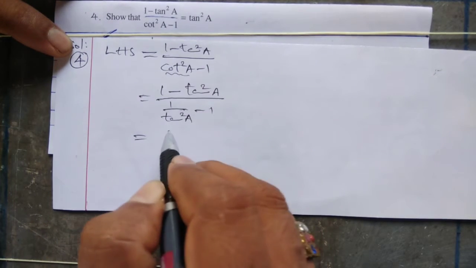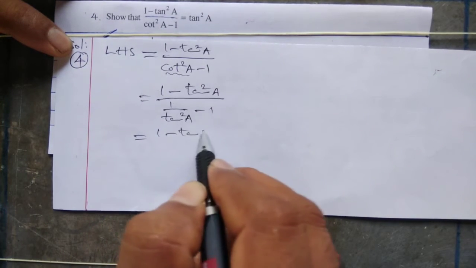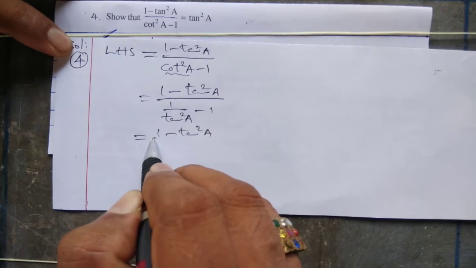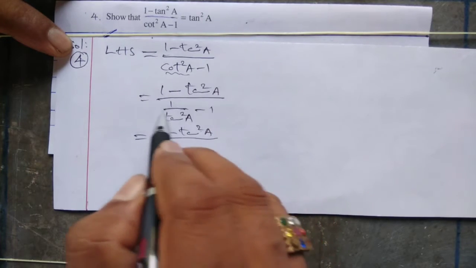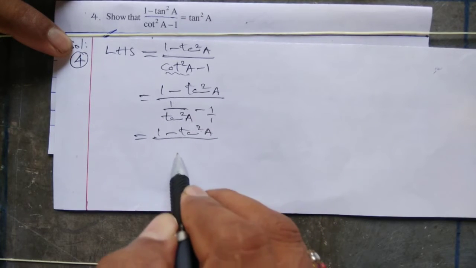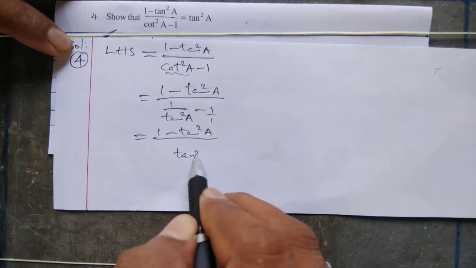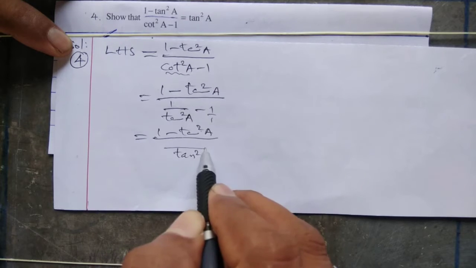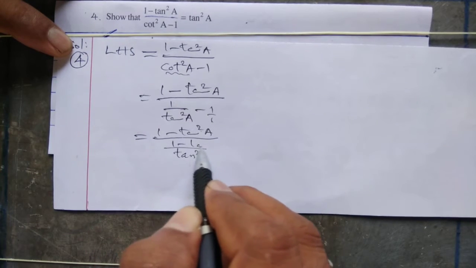Now (1 minus tan square A) by (1 by tan square A minus 1). I will take the LCM here. Here the LCM is tan square A, so it becomes (1 minus tan square A) by tan square A.